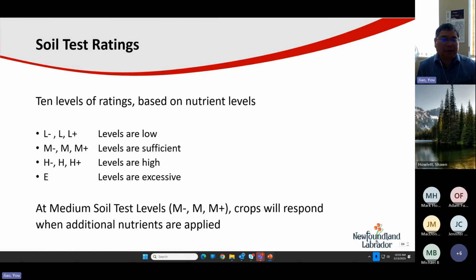At the medium soil test level, if the soil test report shows it marked as M, the crop will respond when additional nutrients are applied. That means in the soil we have the M level, so your soil generally is good, but if you grow a crop, because the crop will absorb the nutrients, you still need to put on additional fertilizer to supply the crop, because the crop will remove nutrients from the soil.